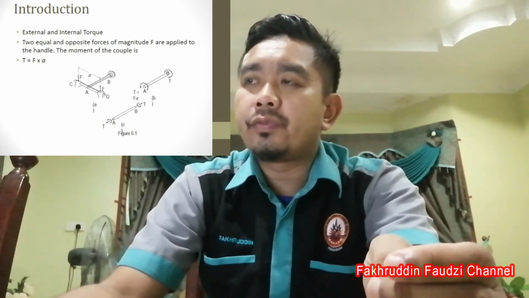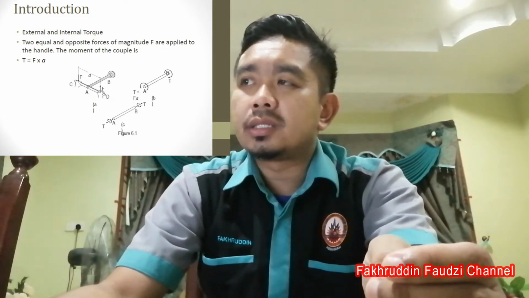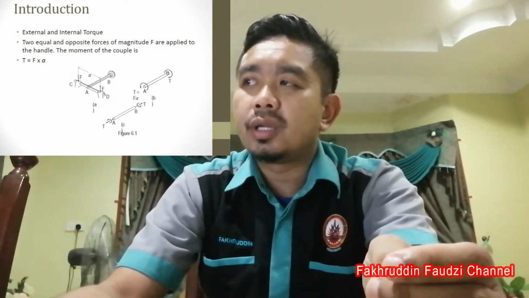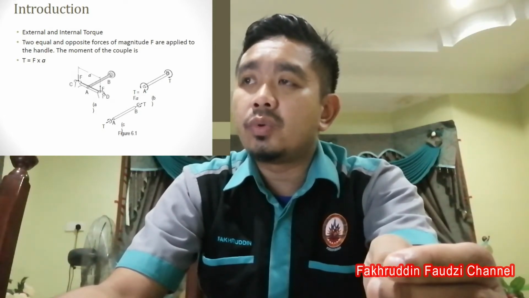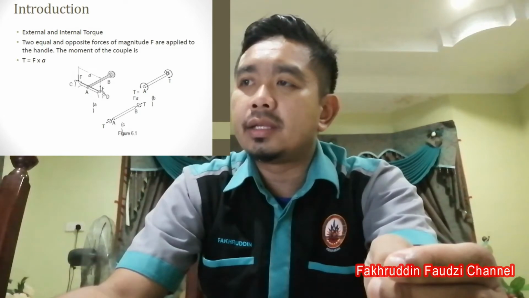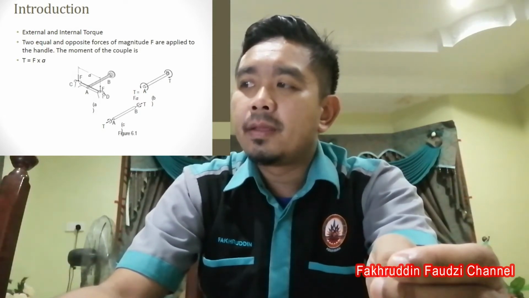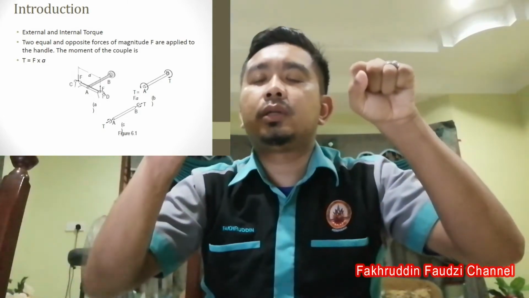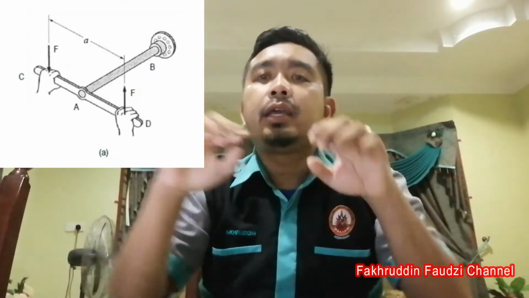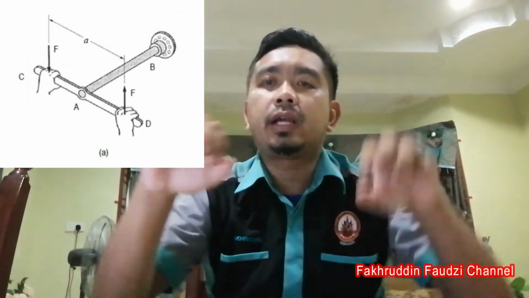Okay, to see the action of an external torque, consider the steel shaft AB and the handle CD shown in figure 6.1. Two equal and opposite forces of magnitude F are applied to the handle. The moment of the couple is T equal to F over A. So kalau tengok dekat handle tu, dia ada dua bahagian. Satu bahagian handle iaitu CD, dan steel shaft tu adalah AB. Jadi maksudnya CD tu bahagian handle, AB tu adalah bahagian shaft. Jadi shaft tu bersambung dengan handle tu lah.